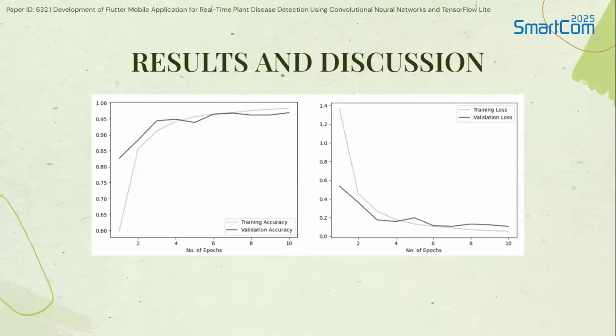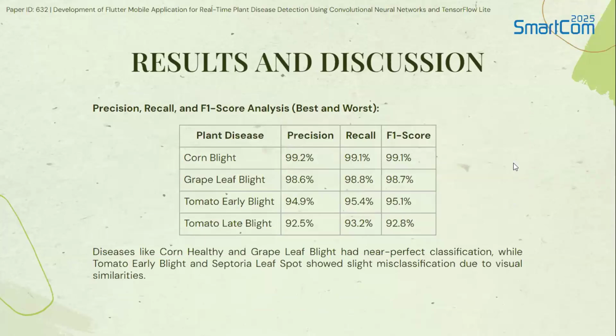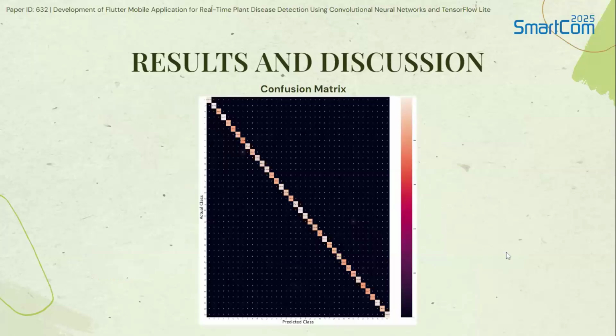of the model. On further analysis, we observed that corn blight and grape leaf blight showed high precision, recall, and F1 score, whereas tomato early blight and tomato late blight had comparatively low performance due to the visual similarities. The confusion matrix confirmed minimum class misclassifications with high true positives and low false positives.